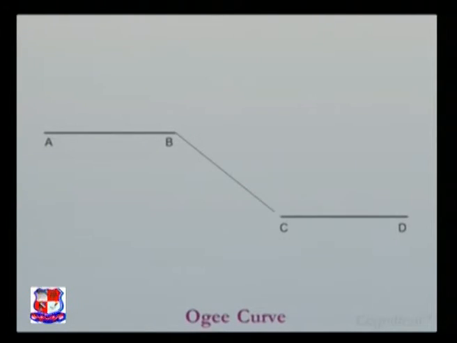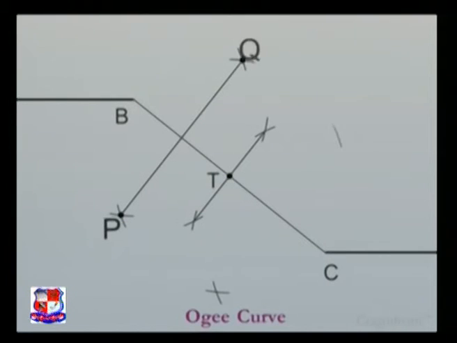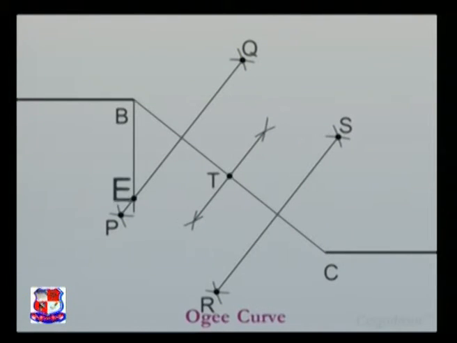Join points B and C and bisect the line BC to obtain its center point T. Further bisect line segments BT and CT. From point B, draw a perpendicular line to cut the bisector line PQ at E. And from point C, draw a perpendicular line to cut the bisector line RS at F.